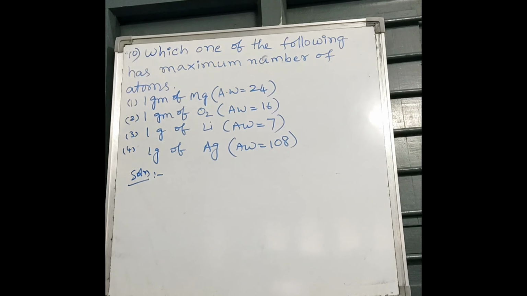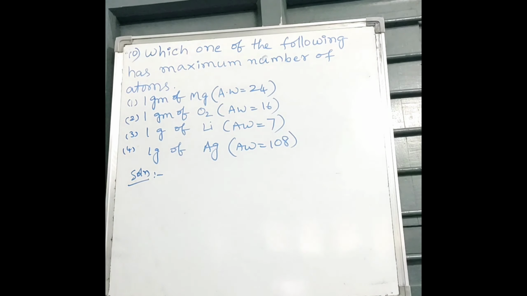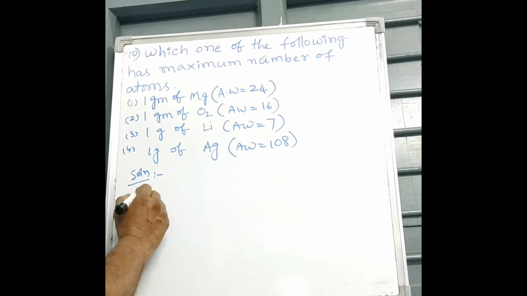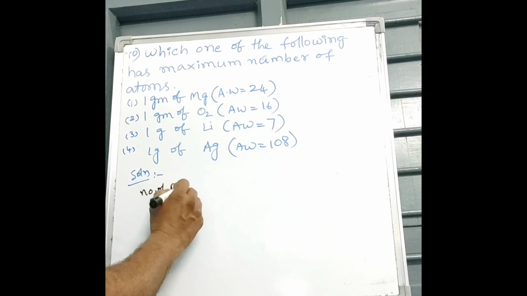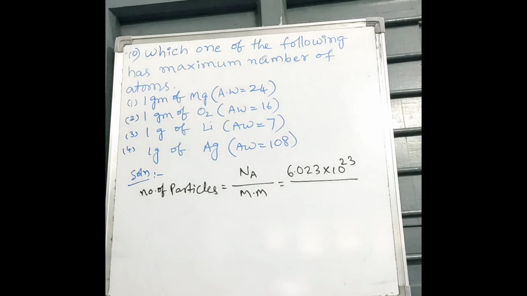Another question: which one of the following has the maximum number of atoms? For the maximum number of particles, we have the formula. Number of particles equals Avogadro number divided by molar mass. You know what the Avogadro number is? 6.023 into 10 power 23 divided by molar mass, which for atoms means atomic weight.